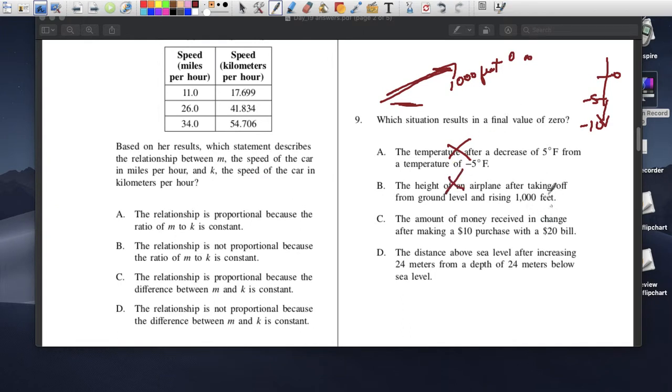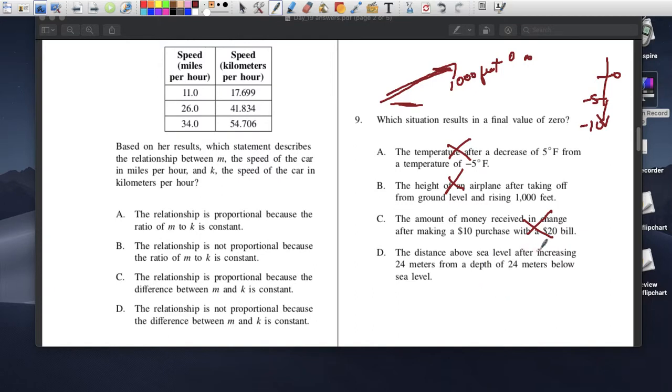The amount of money received in change after making a $10 purchase with a $20 bill. So if you buy something at $10 and you get $10 back, are you at 0? No, you just spent $10, so you're -10, right? Getting the change doesn't change the fact that you spent and you're down $10, so that's garbage.